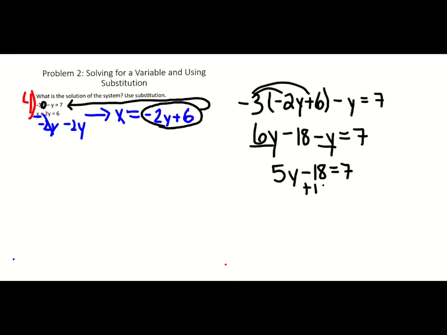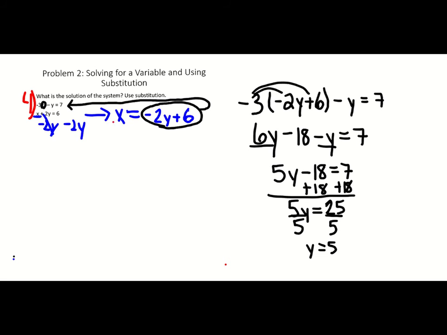Add 18 to both sides. 5y equals 25. And then divide by 5. So y, 25 divided by 5, is 5. So once I've figured out what y is, I've got the one variable, I need to plug it back into any of these equations to figure out x.